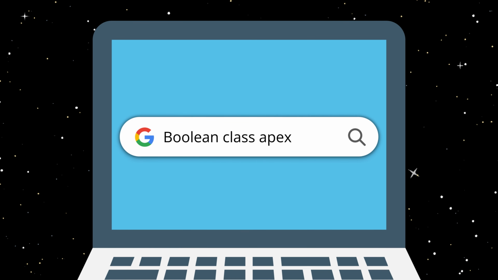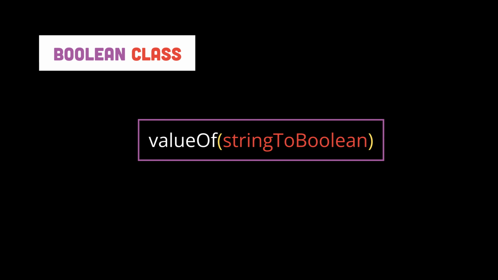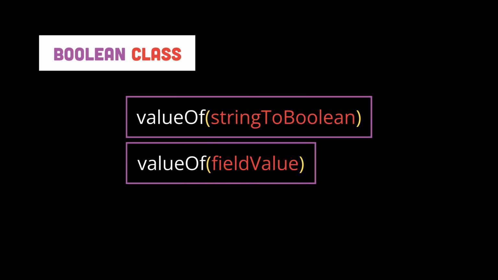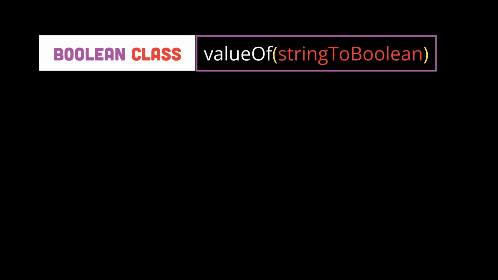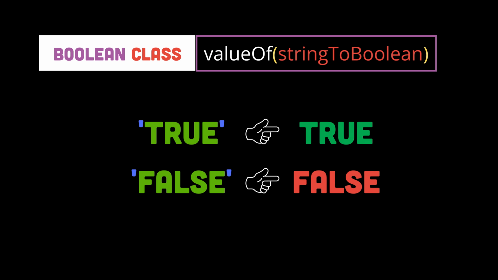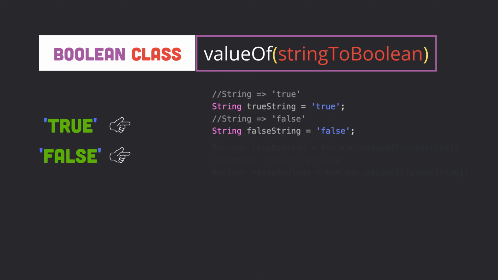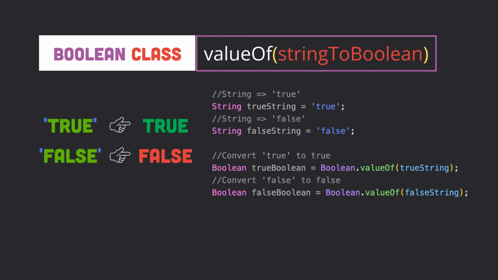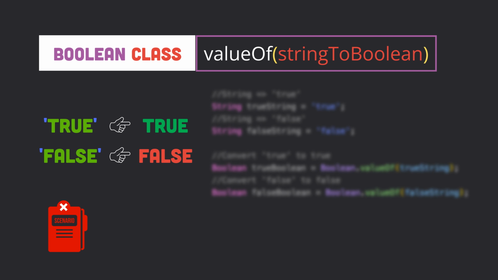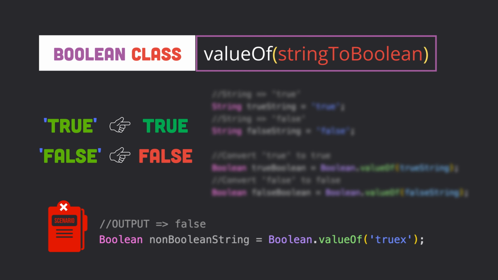Number 2. Boolean class in Apex. We will go through the valueOf method that accepts either a string or a field value. The former is to be used when we want to convert a simple true or false string value to Boolean. For example, we have two string variables that hold true and false. Now to convert them into the actual Boolean values, we use the valueOf method of the Boolean class and pass the string values. But what would happen if we pass a string that cannot be converted into Boolean? Then the outcome is always a false value.